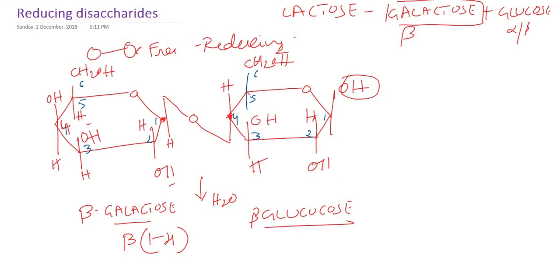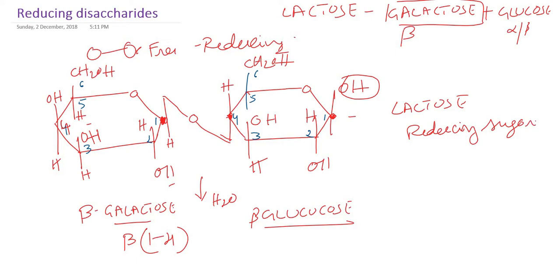So here also, galactose is an aldose and glucose is also an aldohexose. So the functional group is always present in the first carbon atom. Anomeric carbon will be the first carbon atom. So this carbon atom is involved in the formation of the glycosidic bond, whereas this carbon atom is free. So lactose is also a reducing sugar.